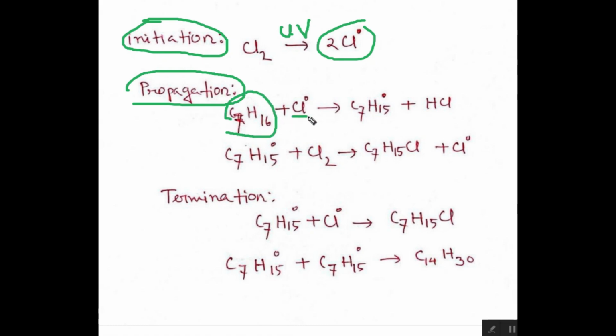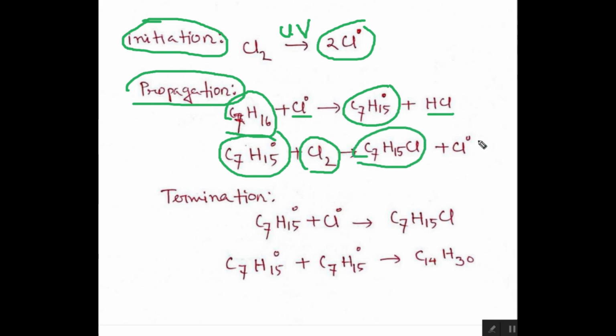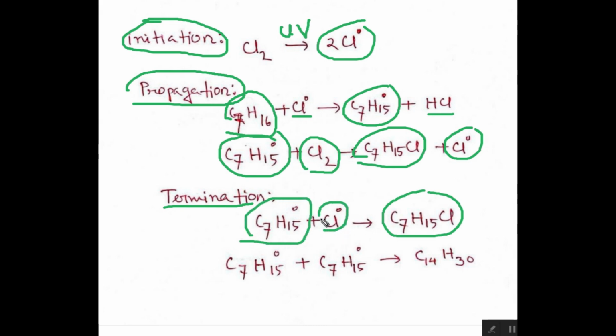heptane reacts with chlorine free radical to form heptyl free radical and hydrogen chloride. Then heptyl free radical reacts with neutral chlorine molecule to form chloroheptane plus chlorine free radical. Termination, two types of free radical react. Two free radicals react to form a neutral molecule. So heptyl free radical reacts with chlorine free radical to form chloroheptane, and two heptyl free radicals react together to form neutral molecule C14H30.